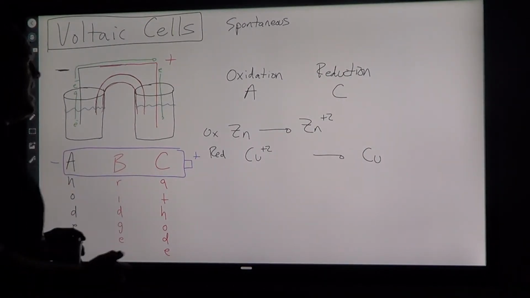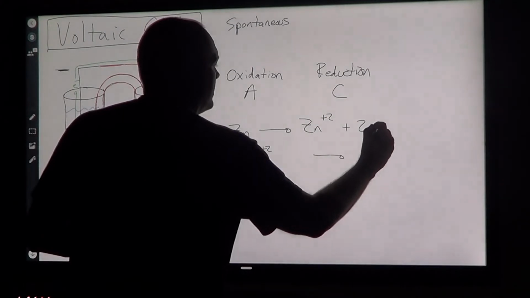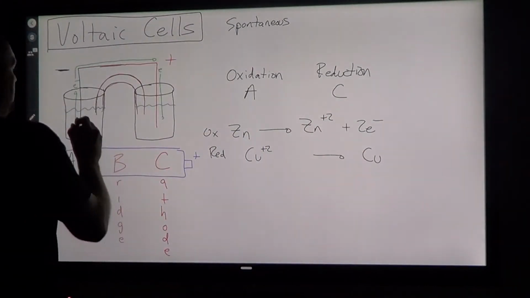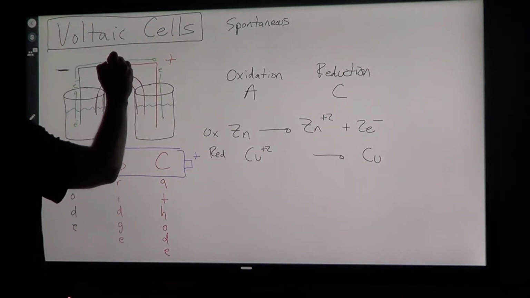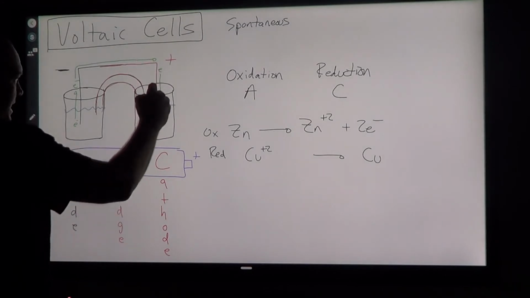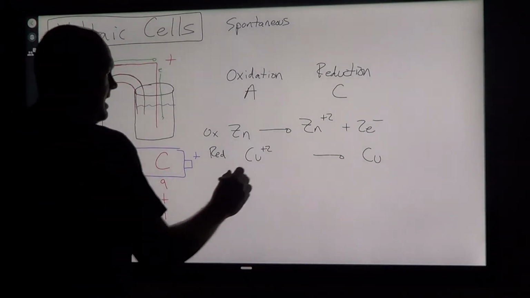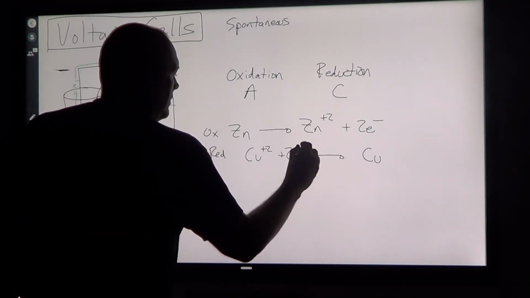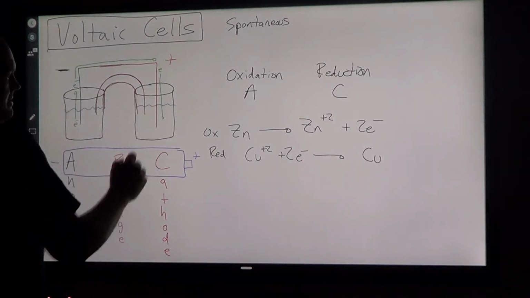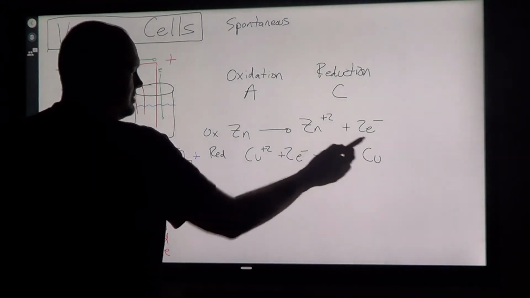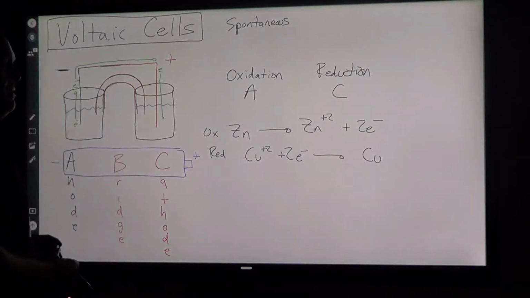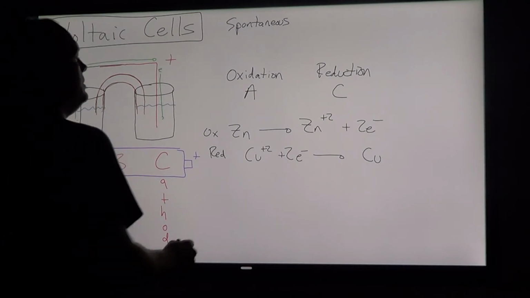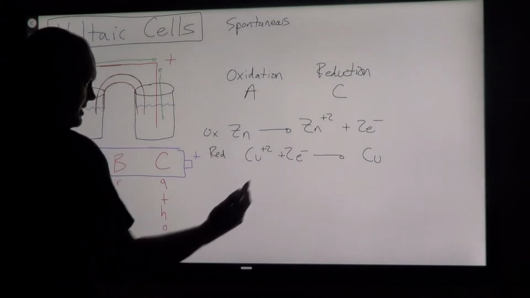Well, in order to do that, this zinc would have to generate 2 electrons, and those 2 electrons would travel through the wire up and around, and as they came down into the solution on the right-hand side, every copper 2 plus in this solution on the right would now gain those 2 electrons to become neutral copper atoms. So this is your oxidation half, that's your reduction half.